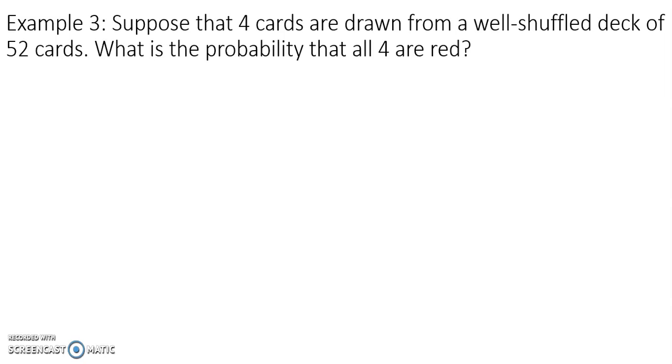This is part 2 of our lesson on probability, and we're looking at example 3 where we're talking about drawing cards from a well-shuffled deck of 52 playing cards. Now, in case you don't play cards a lot, let's just review that a deck of cards is made up of 2 colors.